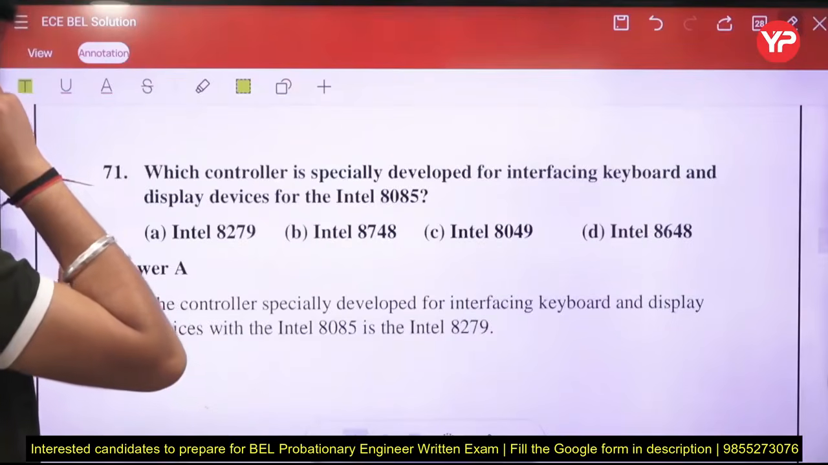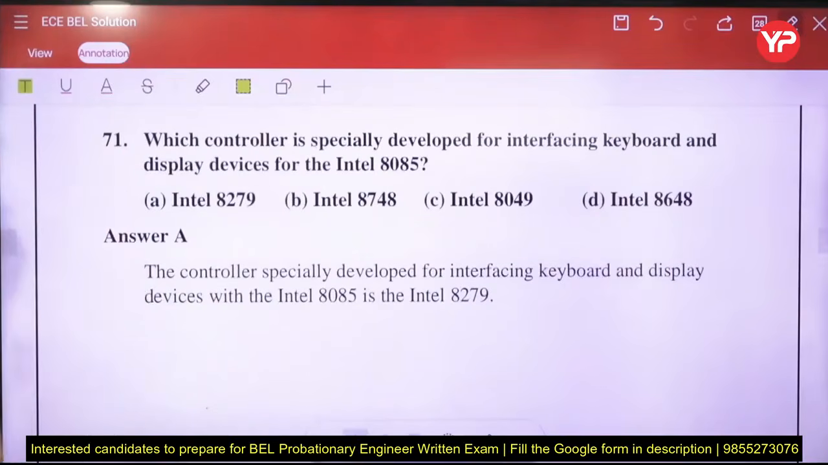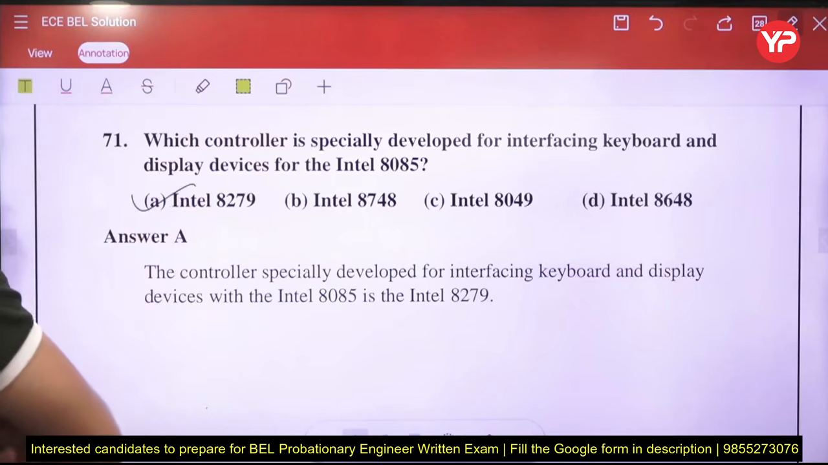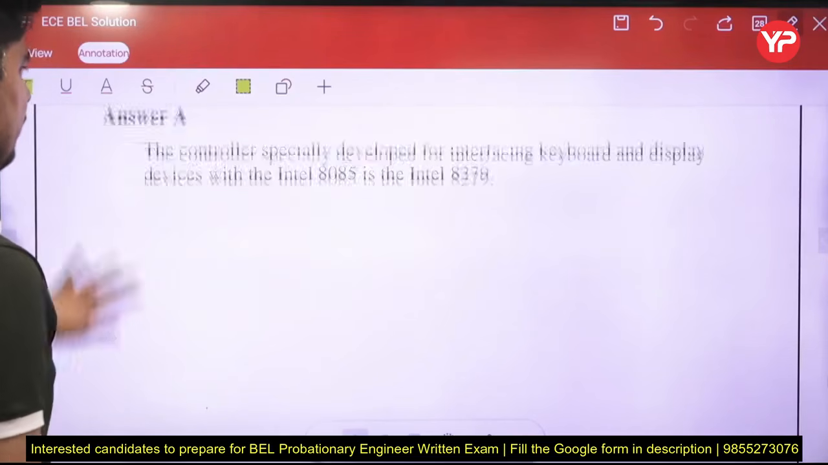Which controller is specifically developed for interfacing the keyboard and display device with 8085? It is Intel 8279. This is the controller which is used to connect the keyboard and display devices with 8085.